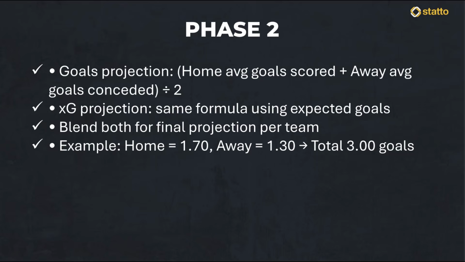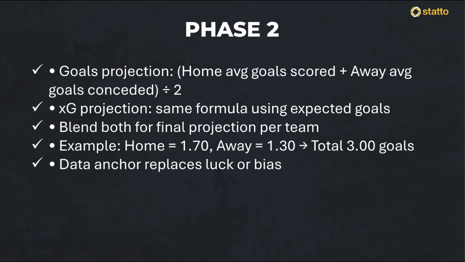For the home side, our goals projection is 1.7 plus 1.6 divided by 2, which is 1.65. Their XG projection is 1.8 plus 1.7 divided by 2, which is 1.75. When we blend those, the home team is projected at 1.70 goals.